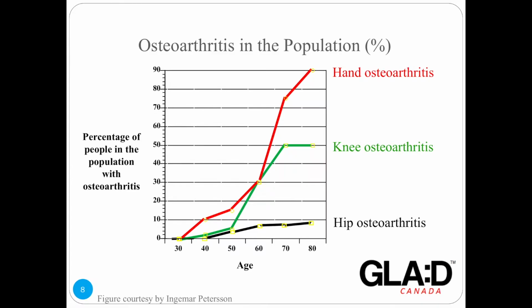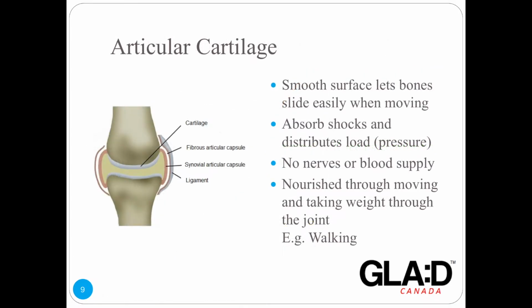The other interesting fact about this slide is that there is a fairly strong relationship between those people who have knee osteoarthritis and hand osteoarthritis. Those sometimes are ones that go together. So if you have knee osteoarthritis, you might also have hand osteoarthritis as well. And so we'll move into a little bit of the anatomy.